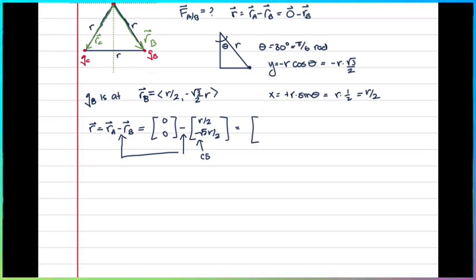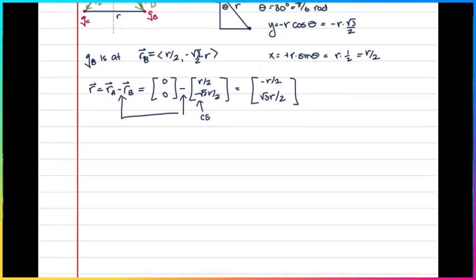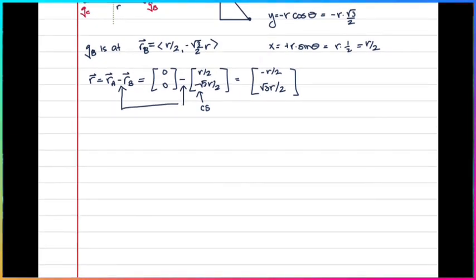So then it looks like that is 0 minus r over 2, so negative r over 2, and 0 minus negative root 3 r over 2, so then that's positive root 3r over 2. This looks like it points left and up. It's negative x and up positive y. That makes sense because this is supposed to point to Q sub A from Q sub B. So I like it so far.